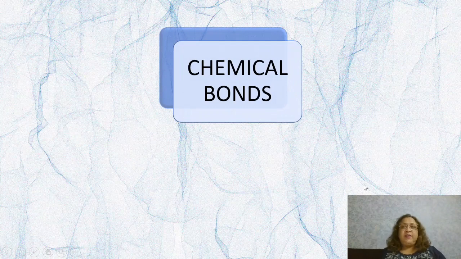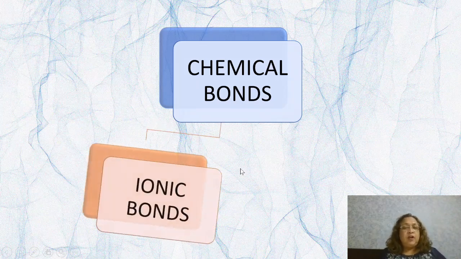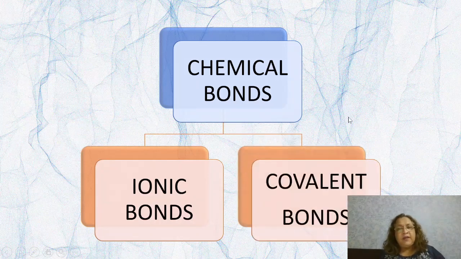Chemical bonds, that is, when elements join together and form compounds, bonds are formed. These bonds are either called ionic bonds or covalent bonds.